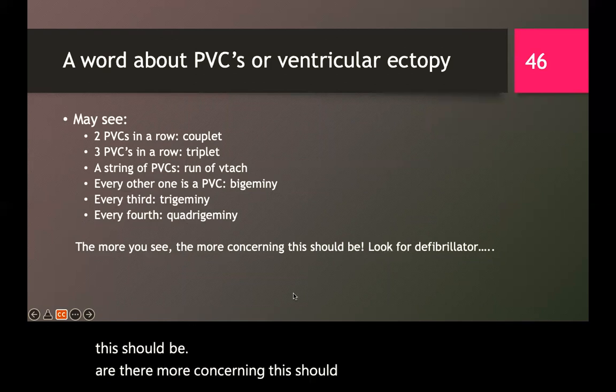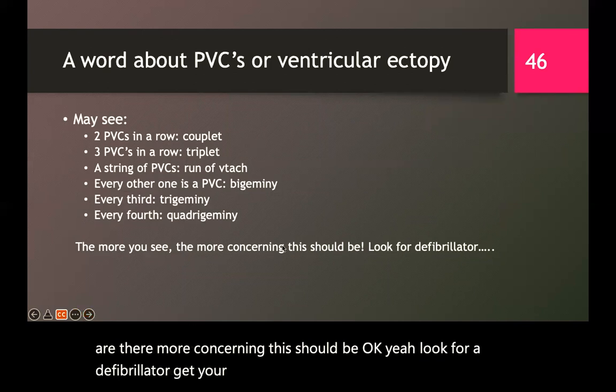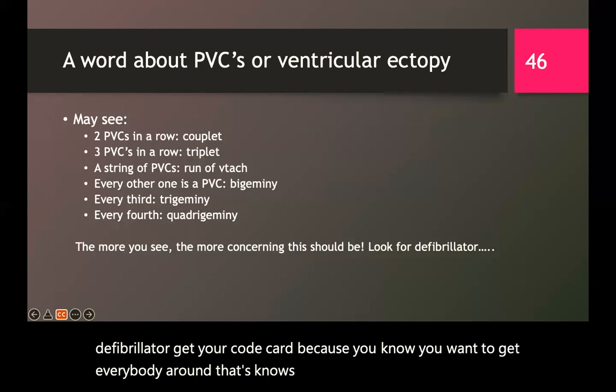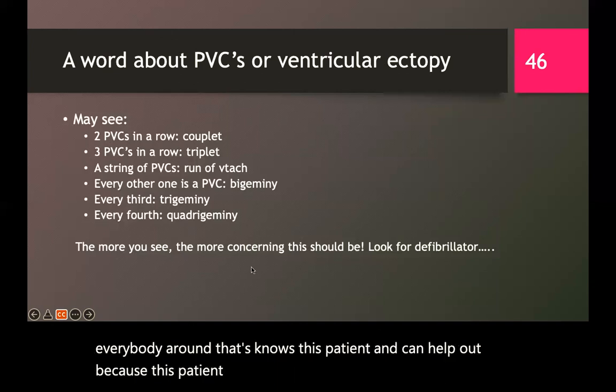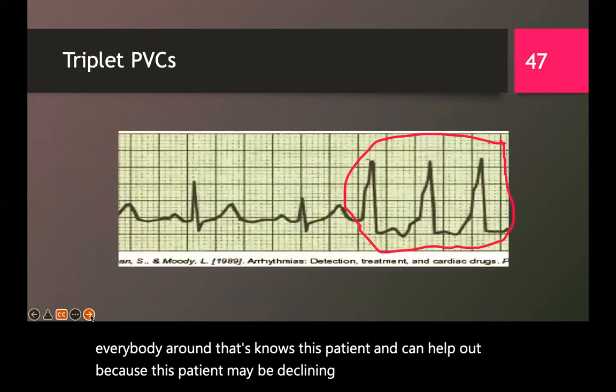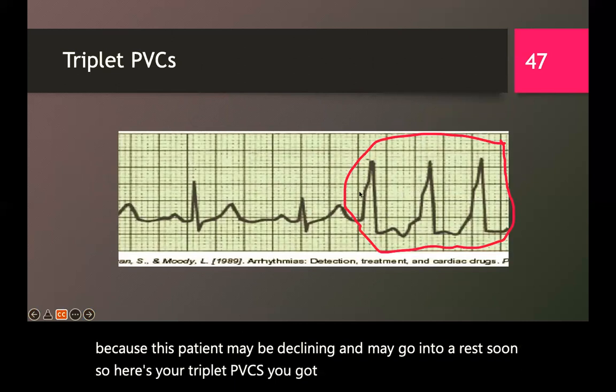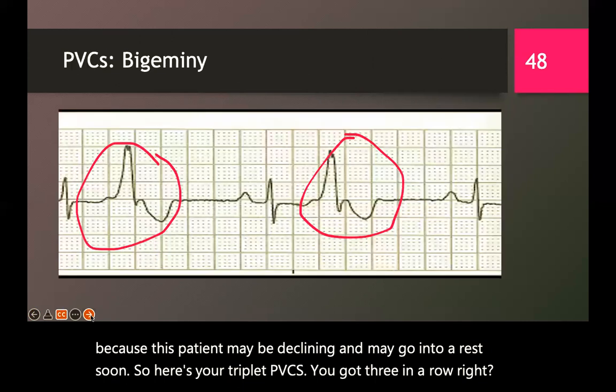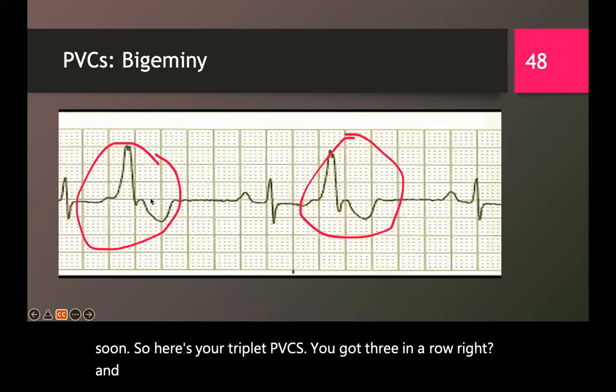Look for a defibrillator. Get your code card because you want to get everybody around that knows this patient and can help out, because this patient may be declining and may go into arrest soon. So here's your triplet PVCs. You got 3 in a row, right? And here's bigeminy PVCs, where you have just two in a row.